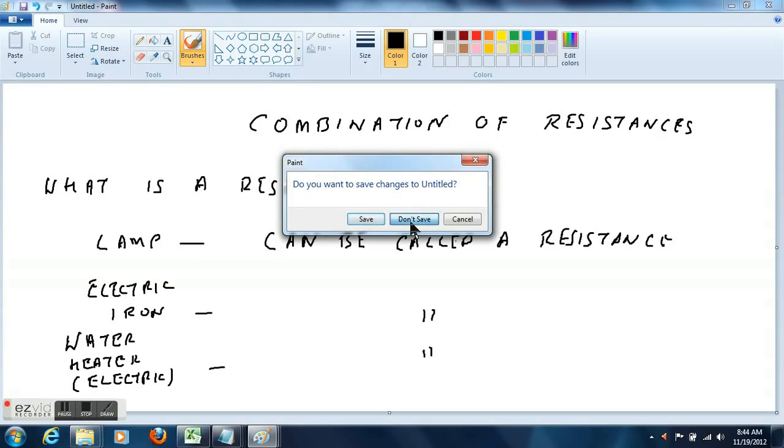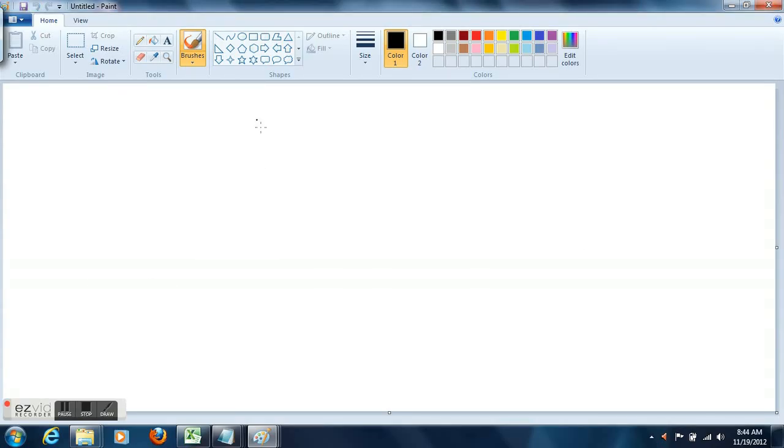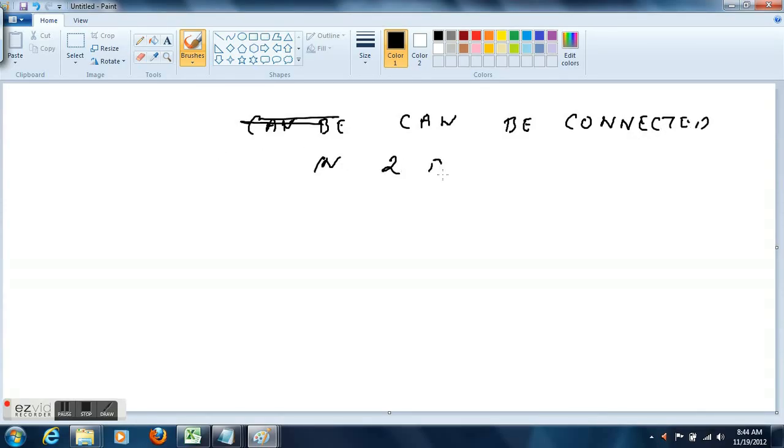Okay, let me pull a new board. Now, when there are two or more resistances in an electric circuit, we can connect them end to end. That means one resistance is holding the hand of another resistance. They are connected end to end, or they can be connected in parallel, and of course they can be connected mixed, in both end to end and parallel.